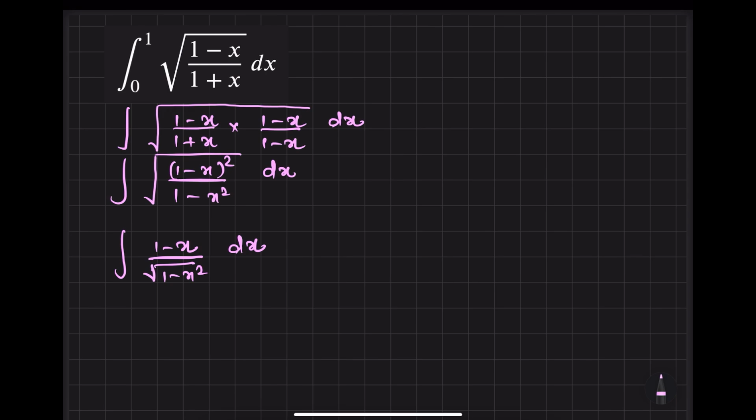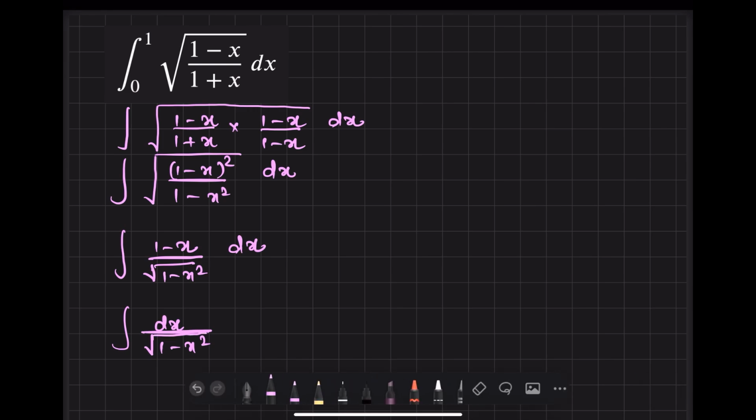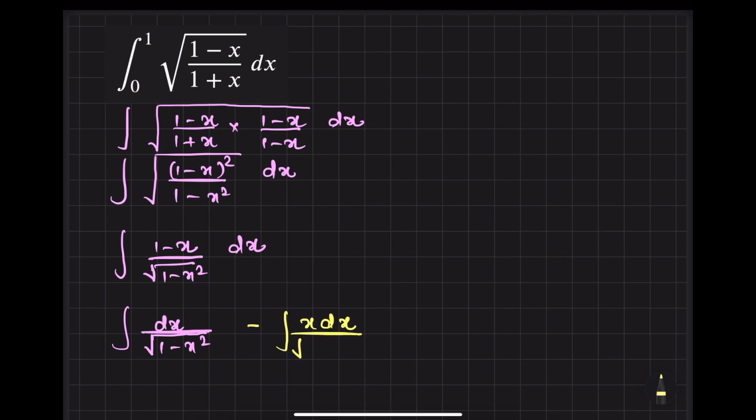Now, you may find that we can segregate this question into two questions and it will become more convenient. You know that an integration question can be separated when it is given with an addition or subtraction sign. So the first question we will have is dx by root over (1 minus x square), and the next question we will have is minus integration of x dx by root over (1 minus x square).